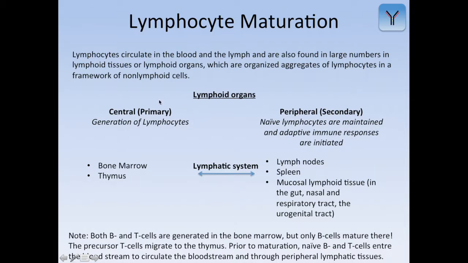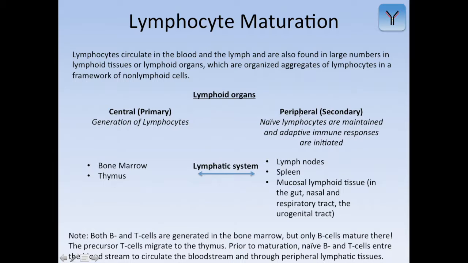One is the central or the primary organs. This is where there's a generation of lymphocytes. Examples of this would be the bone marrow and the thymus. And the other ones would be the peripheral organs, so these are the secondary. Some people say primary and secondary, or some people say central and peripheral. It really depends on what curriculum you're following, or who's teaching the curriculum.